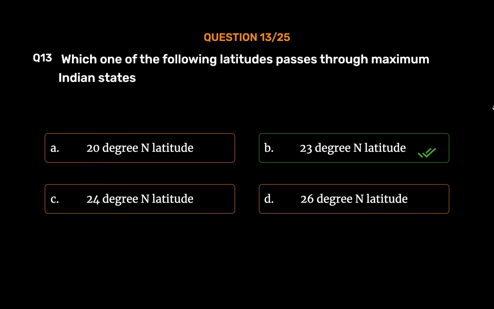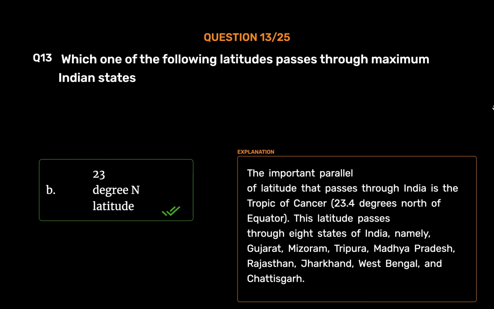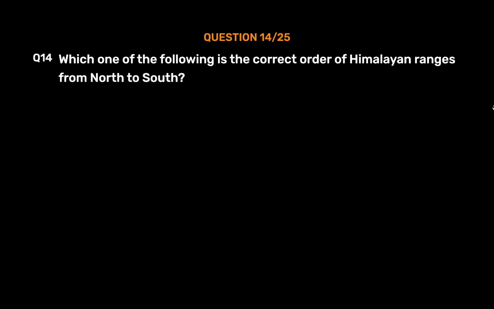23° N latitude. The important parallel of latitude that passes through India is the Tropic of Cancer, 23.4 degrees north of the equator. This latitude passes through 8 states of India, namely Gujarat, Mizoram, Tripura, Madhya Pradesh, Rajasthan, Jharkhand, West Bengal, and Chhattisgarh.